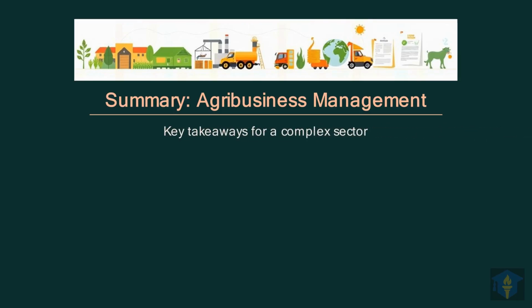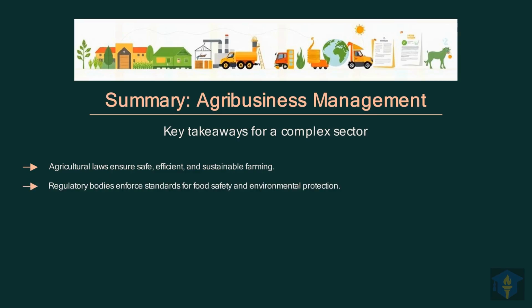These are the key takeaways for understanding this complex and vital agricultural sector. Agricultural laws ensure farming remains safe, efficient, and sustainable for future generations. Regulatory bodies enforce important standards for both food safety and environmental protection. Land policies significantly impact productivity, sustainability, and farmer livelihoods directly.